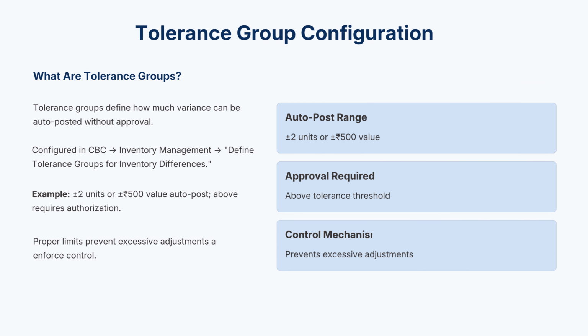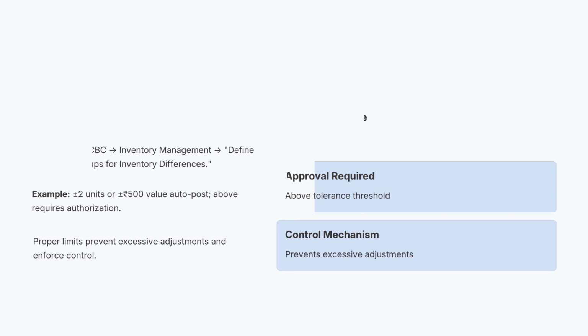Tolerance group configuration. Tolerance groups control the level of variance allowed before manual approval is required. Configured in CBC, you can set both quantity and value tolerances. For instance, -2 units or 500 may auto-post, while anything higher routes to a supervisor. This balance allows efficiency for small corrections and control for large discrepancies.